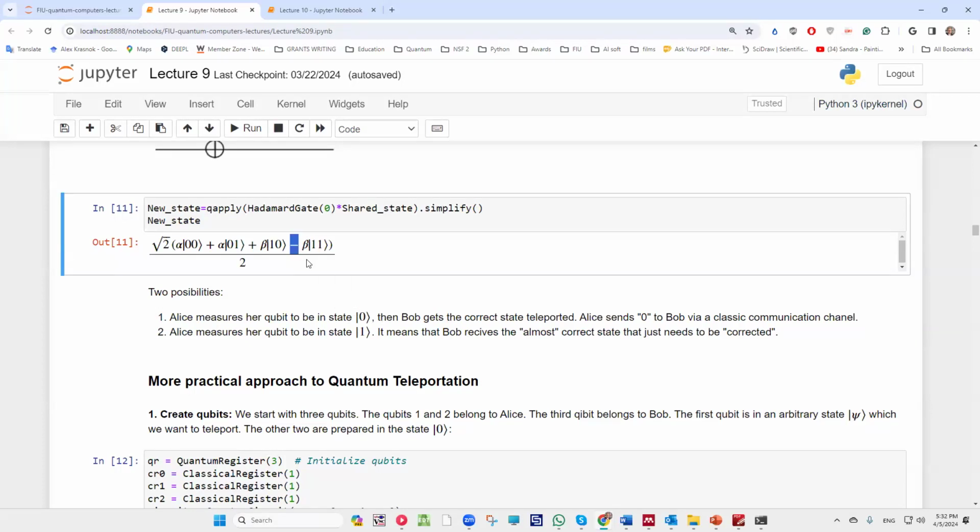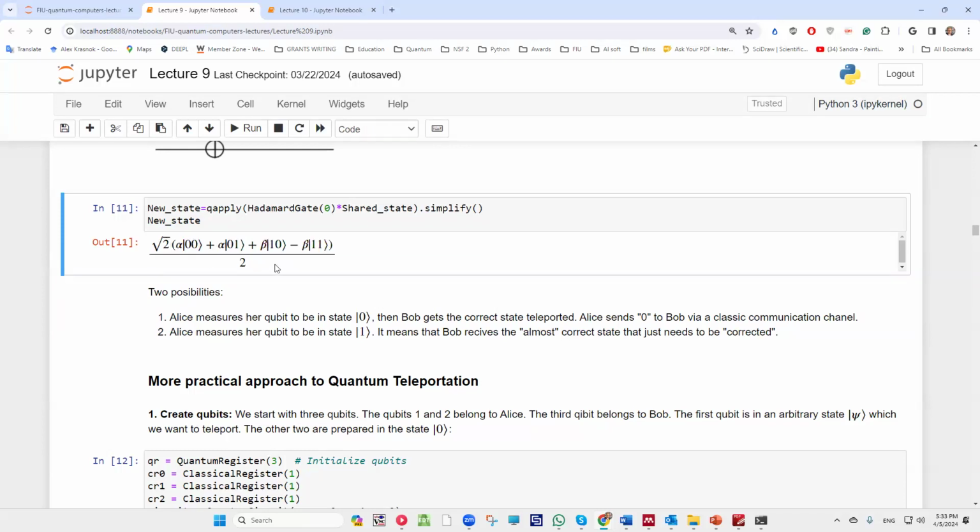At this point, Alice calls Bob through the classical communication channel and says, "Oh, Bob, you need to apply some gate to fix this minus here, or to correct it." And Bob applies a gate to correct this minus, and that's it. So he gets the correct state. So which state you get is completely random. You cannot predict it in any way.